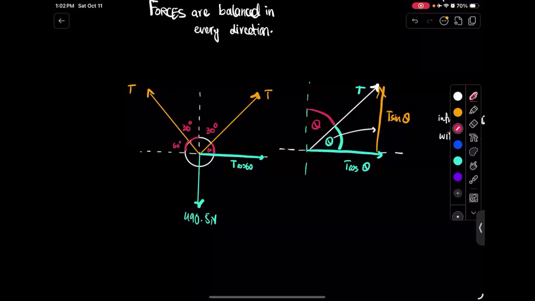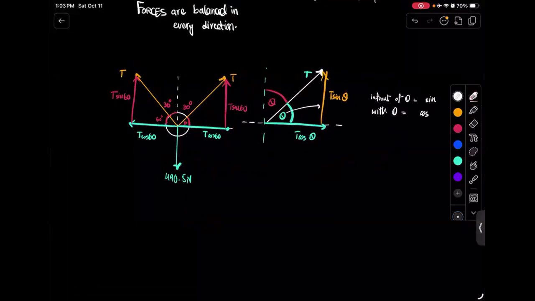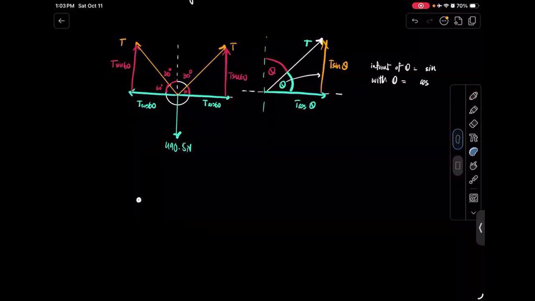And this is going to be t sine 60. But so is the other side as well. This is going to be t cos 60 and this is going to be t sine 60. Okay, now let's write down the forces we've got so far. First of all, we've got two forces of t sine 60 pointing upwards. I'm just redrawing them on a neater diagram. So I've got two forces of the exact same magnitude pointing upwards.